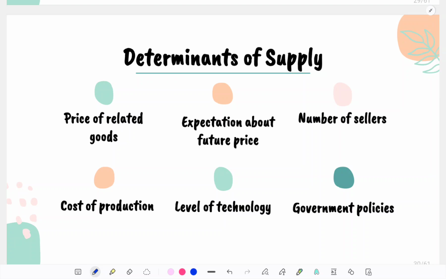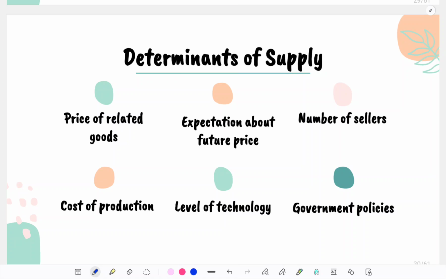Let's quickly go over the six key factors that can shift the supply curve. Price of related goods, expectation about future price, number of sellers, cost of production, level of technology, and government policies. And that's it for today's video. Now you know what causes the supply curve to shift even if the price does not change.